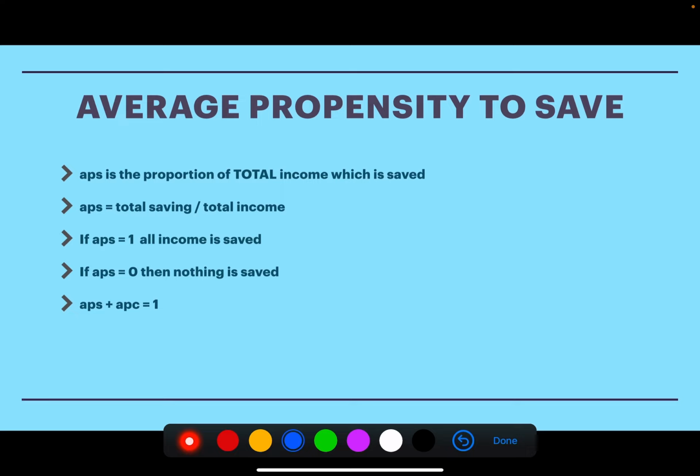And then just like marginal, if you add the two together, you get an answer of 1. So if your total income is 100, your total consumption is 70, same numbers as before, total saving is 30, you can see that your average propensity to consume is going to be 70 over 100. Your average propensity to save is going to be 30 over 100. So those two added together are going to be equal to 1.